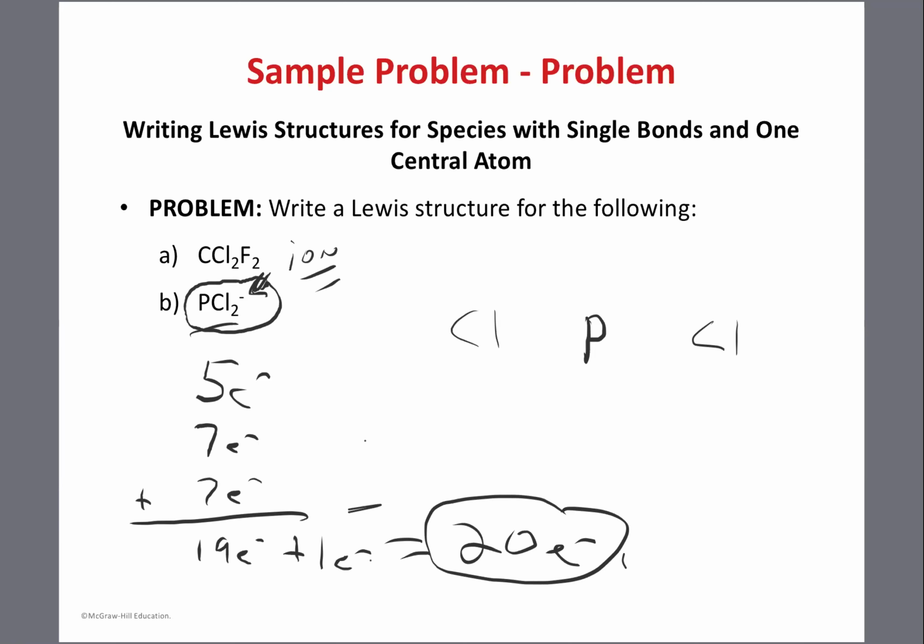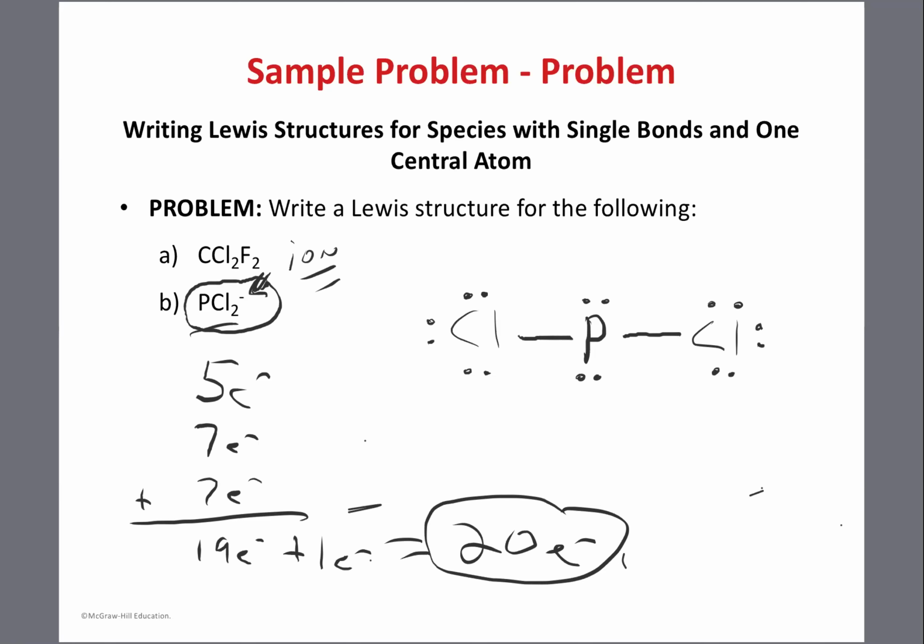So we start by drawing in our bonds. Single bonds first between the phosphorus and the chlorine. And then we would go about completing our octets. So I would do dot, dot, dot, dot, dot, dot. Also 6 dots over here. 1, 2, 3, 4. This will be my first structure I propose.